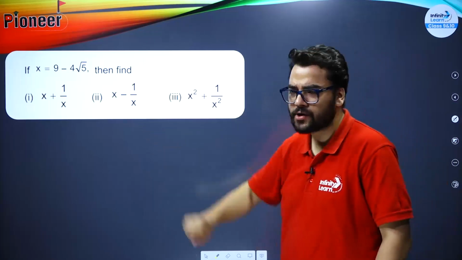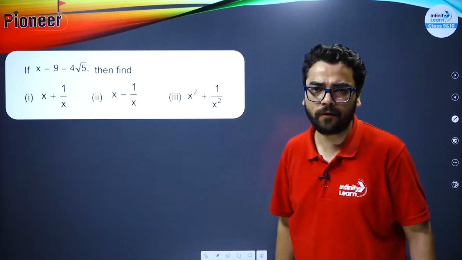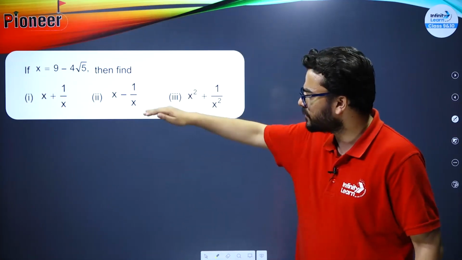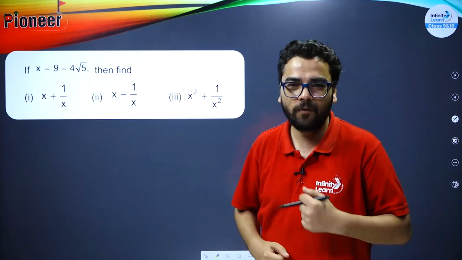So you have got this question over here. X is given to be equal to 9 minus 4 root 5, and we have to find the values of x plus 1 by x, x minus 1 by x, x square plus 1 by x square. So let us do them one by one.